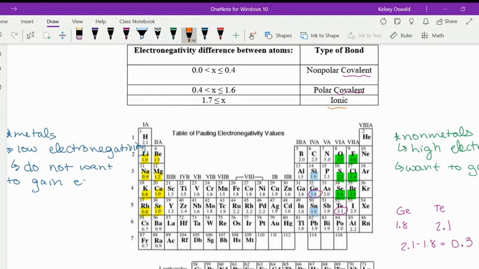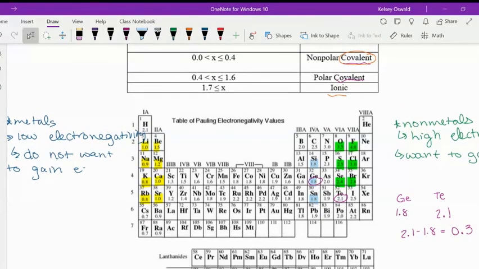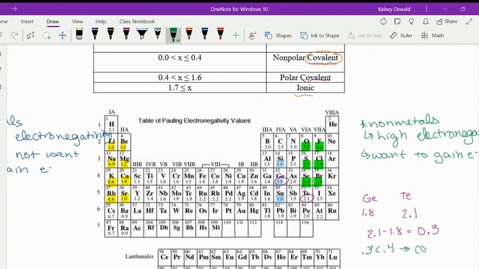We can use this chart up here to determine whether we'll form a covalent bond or an ionic bond. It tells us if our electronegativity difference between atoms is between 0 and 0.4, we are going to form a covalent bond. If one atom is only 0.4 more electronegative than the other, they both want that electron equally, so they're going to share. Because that electronegativity difference is less than 0.4, this is going to be a covalently bonded compound, and they're going to share those electrons.